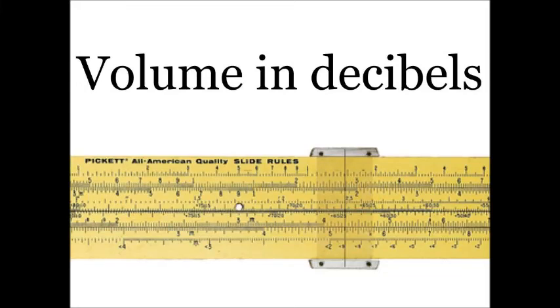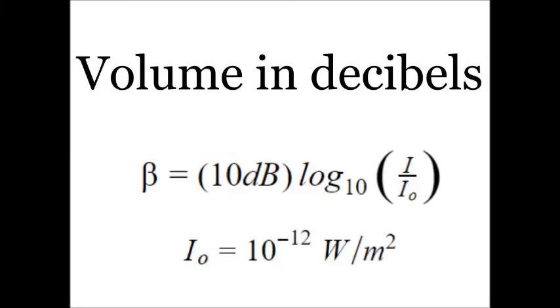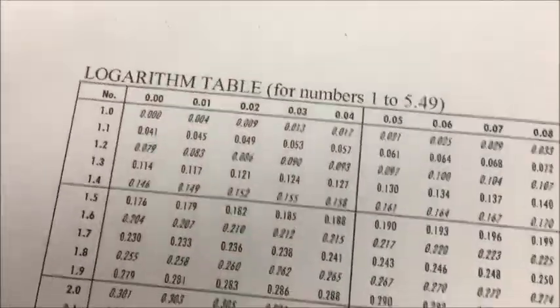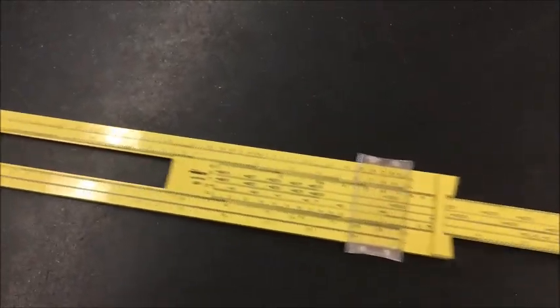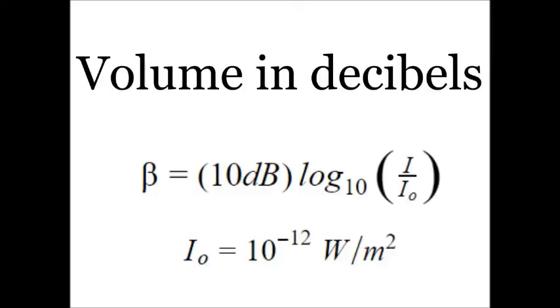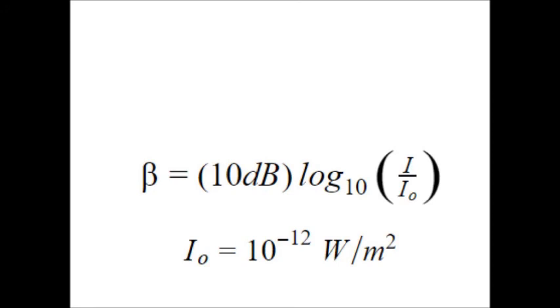The textbook includes this equation for volume in decibels. It's kind of a complicated looking equation, but to me it's an excuse to talk about log tables and slide rules. Volume in decibels, beta, is equal to 10 decibels times the log base 10 of the intensity divided by I naught. A baseline intensity I naught is equal to 10 to the negative 12. Well, that's really small. 10 to the negative 12 watts per meter squared. That's energy per time per area.